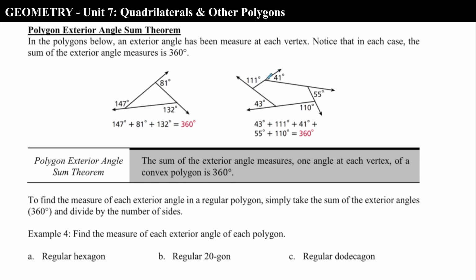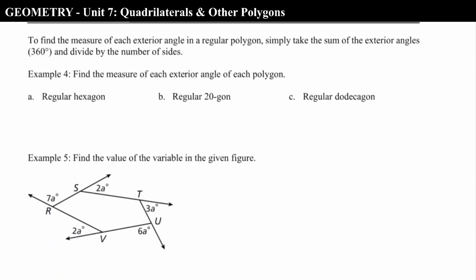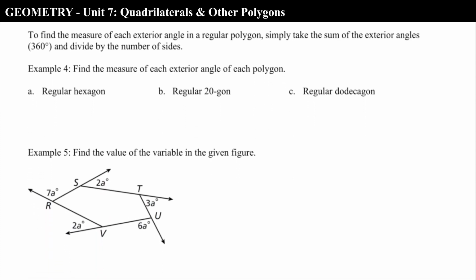Then we take a pentagon and do the same. If we add up all these exterior angles, again, we end up with 360. So the polygon exterior angle sum theorem is even simpler than the interior angle sum theorem, because in a convex polygon, the sum of the exterior angles is 360 degrees, no matter what type of polygon you have. So let's use that information to find the measure of each exterior angle of each of these polygons.